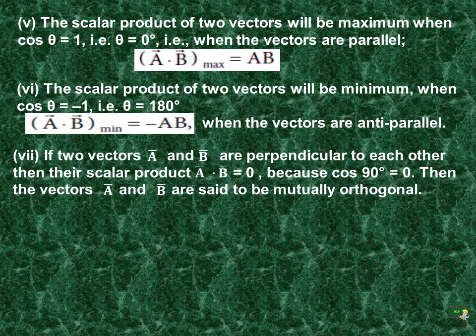Seventh one, if two vectors A vector and B vector are perpendicular to each other, then their product A vector dot B vector is equal to 0 because cos 90 degree is equal to 0. Then the vectors A vector and B vector are said to be mutually orthogonal. Here orthogonal means right angles to each other. Remember, orthogonal means right angles to each other.